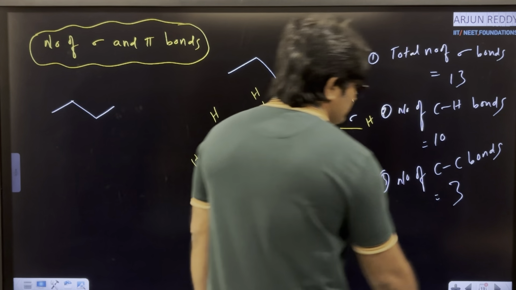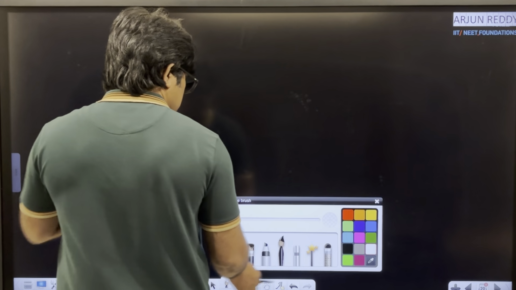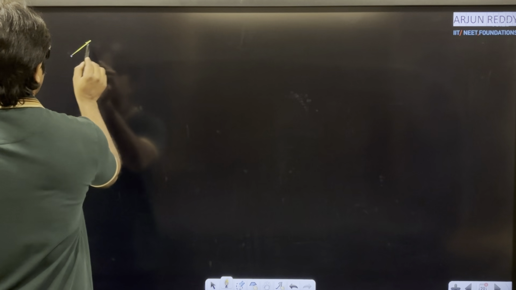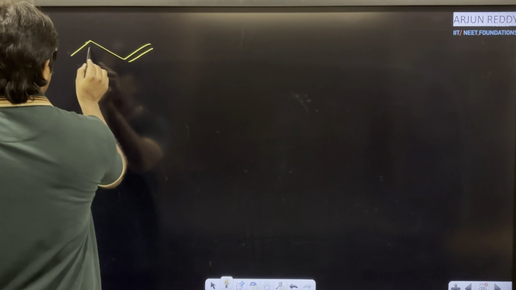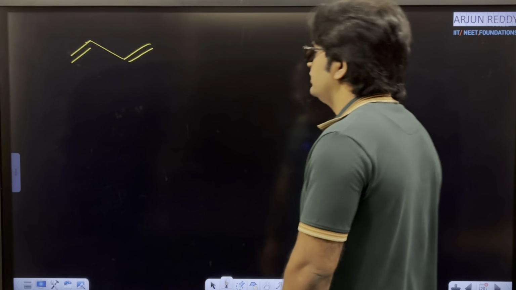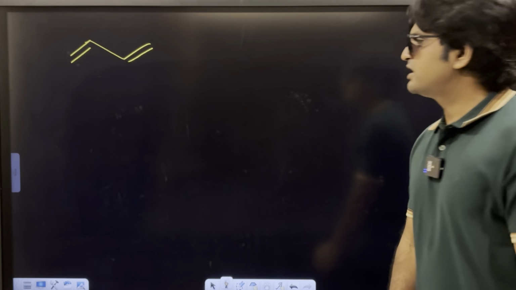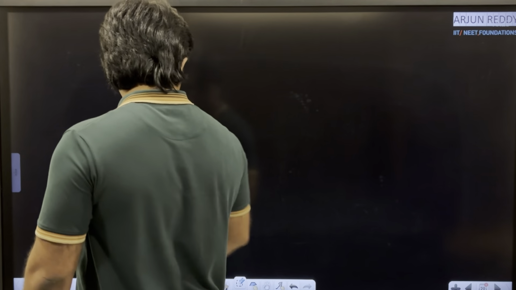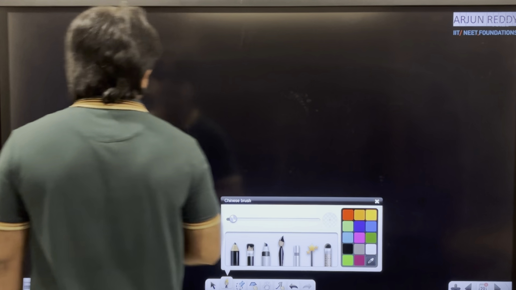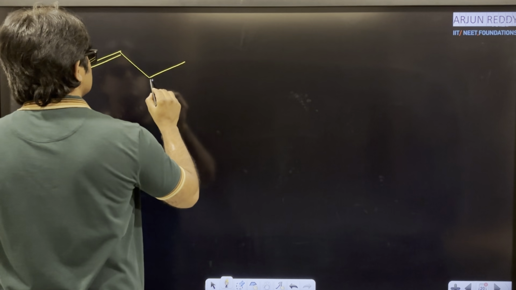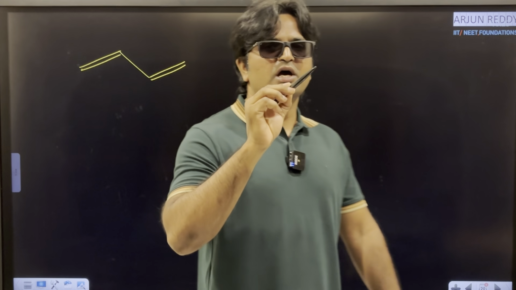So one more simple example. If you are taking an unsaturated system, any type of molecule is given like this, double bond, and here also double bond. So how to find number of sigma bonds and pi bonds? Just calculate number of sigma and pi bonds. Again C and CH not required. Here first, by looking at this molecule, how many carbon atoms are present? Number of carbon atoms equals to 4. 4 carbon atoms are there.